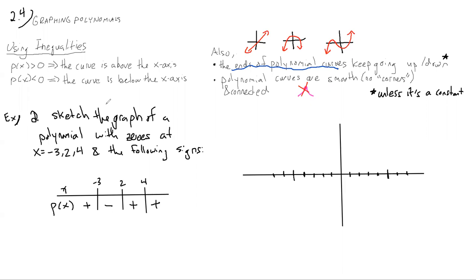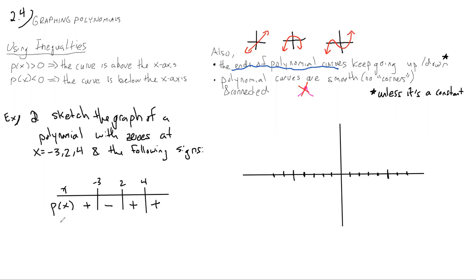So for this one, I'm not actually giving you the polynomial equation, but I'll tell you that it's got zeros at -3, 2, and 4, and the following signs. So it's as if I gave you the polynomial and you had already figured out the table. So we have to do a little bit less work for this one. But yeah, so we should be able to use all the properties listed above to get an idea of what this picture is going to look like. We can start with the same thing from before.